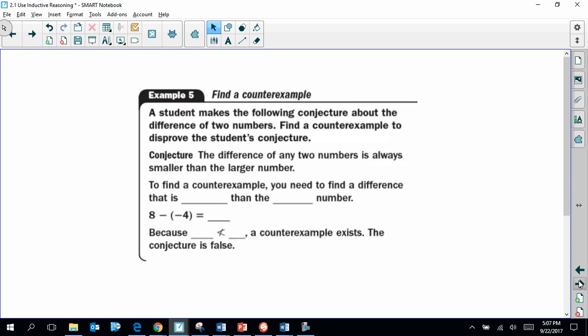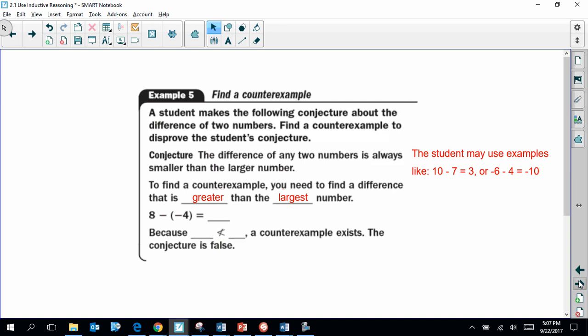Okay, so here the student may use examples like 10 minus 7 is 3, negative 6 minus 4 is negative 10. So if I take the difference of any of those numbers, I wind up with something that's smaller than what I started with. Okay, so to find a counterexample, we need to find a difference that's greater than the largest number. So that if we do that, we can prove the conjecture to be false.